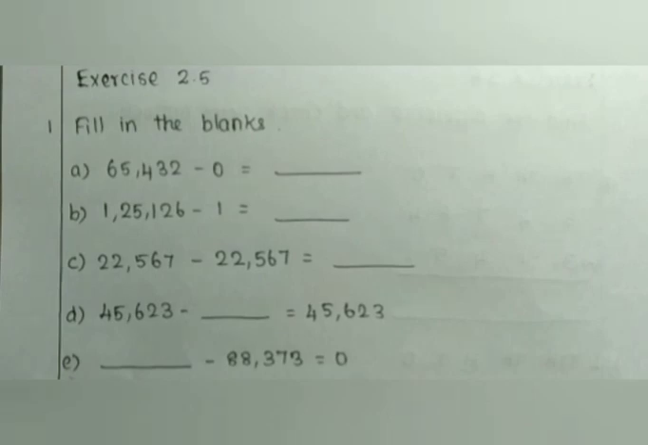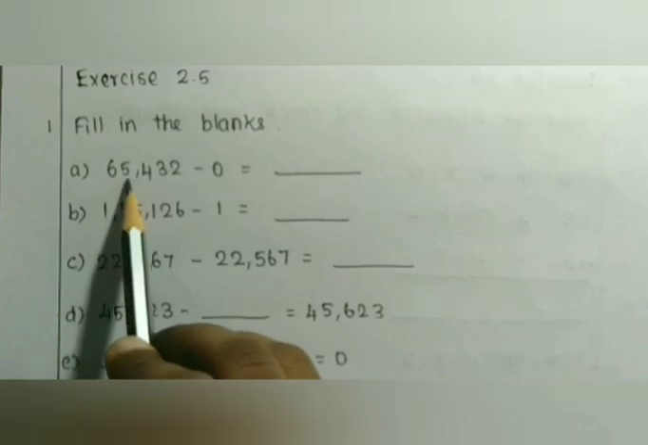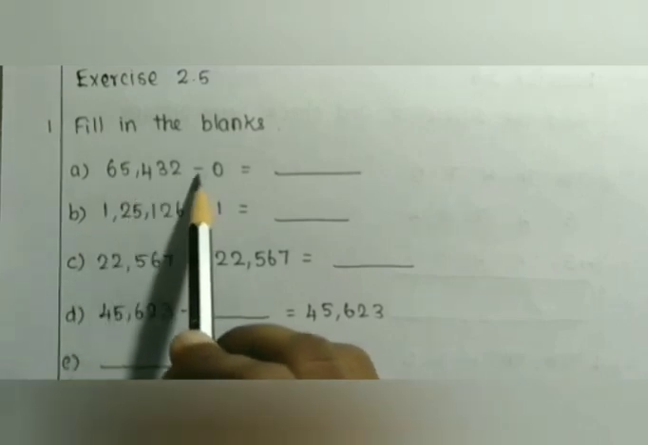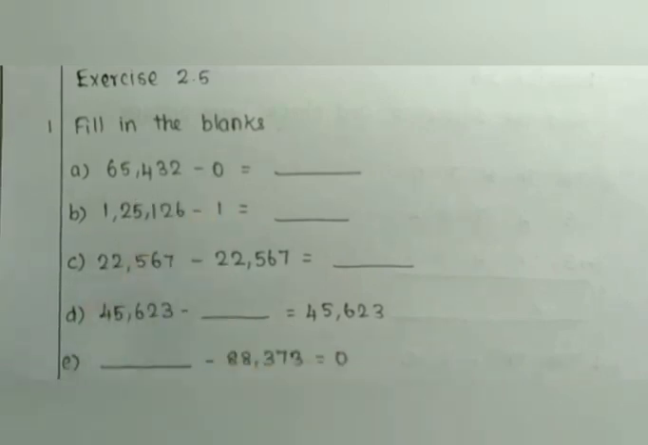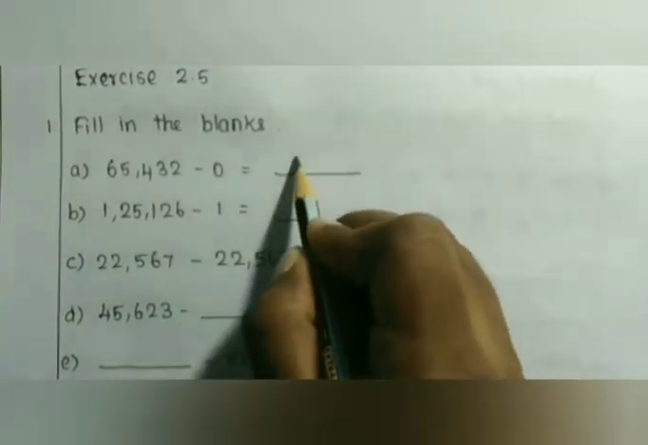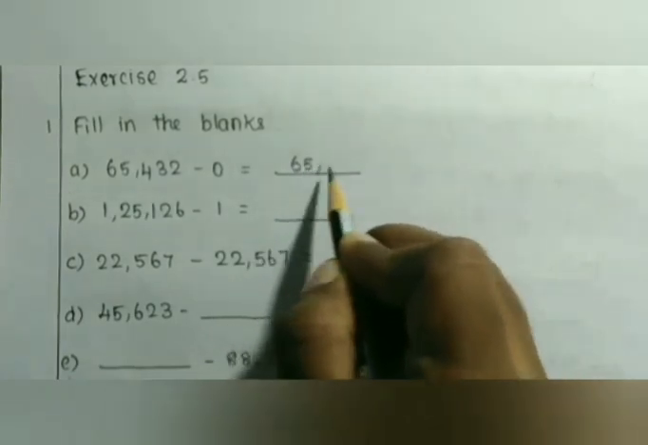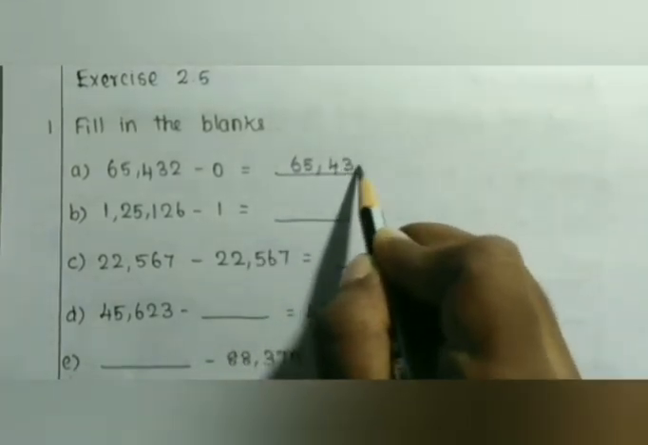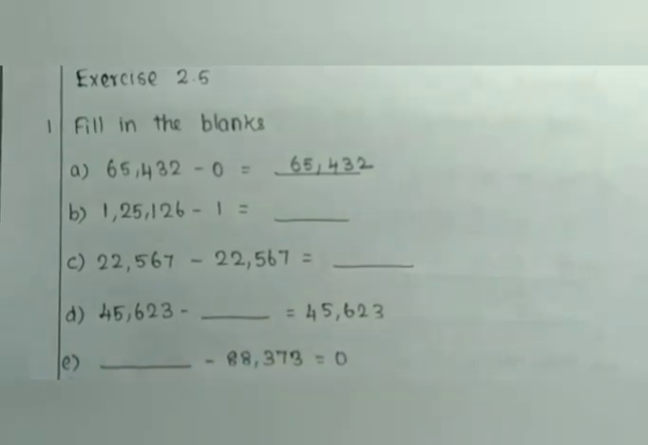Exercise 2.5. Fill in the blanks. First sum, 65,432 minus 0. So according to the property of 0, when you subtract any number with 0, you will get the same number as the answer. So the answer is 65,432.